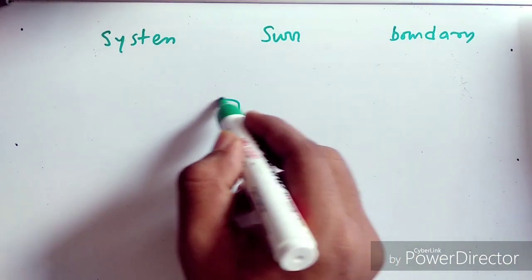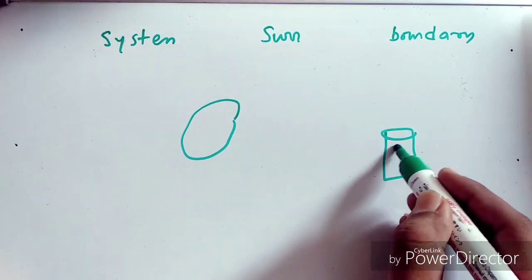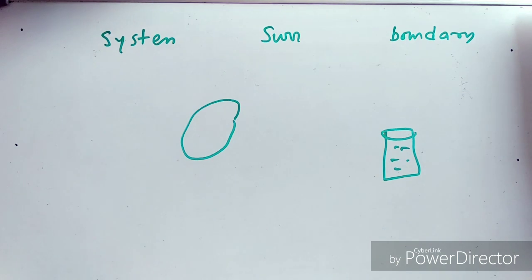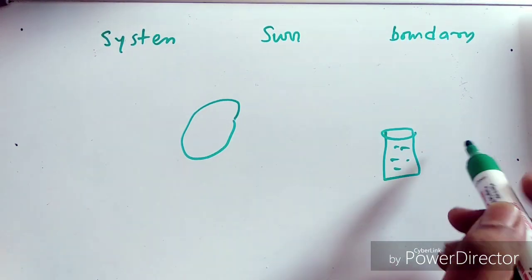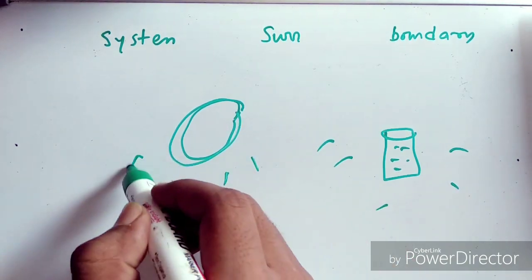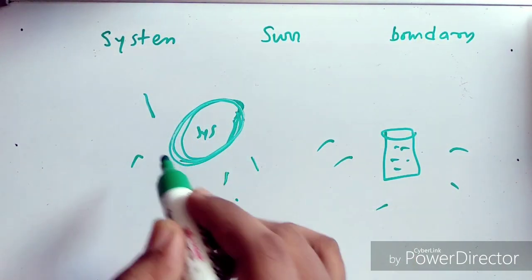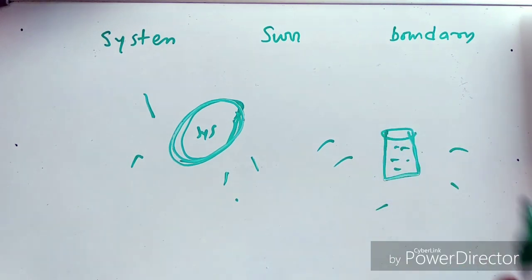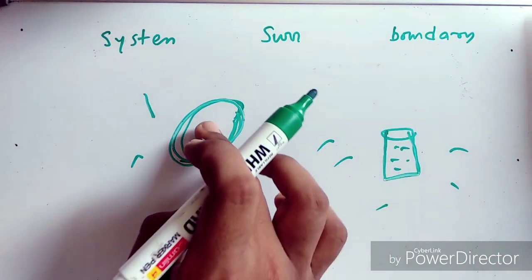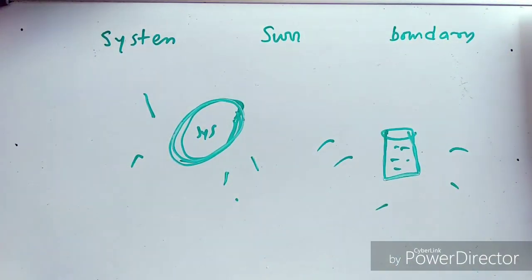So suppose this is the system. What do we mean by system? Suppose we take a glass of water. That will be the system. Then everything except the glass of water will be the surrounding. So if this is the system, then this will be the surrounding, and the wall of the glass will be the boundary. So in between the system and the surrounding, the boundary will be present.